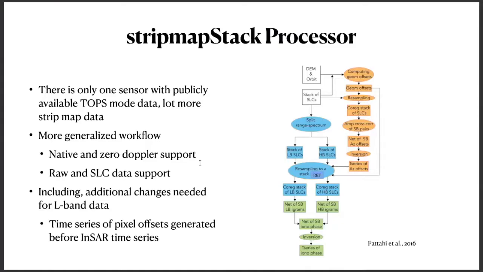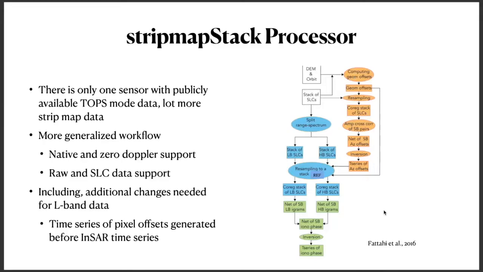StripMap, there's a lot of sensors, so there's a little more work up front to generate these stacks. However, the stripmapStack processor is a more generalized workflow. It can handle data in native Doppler or zero Doppler. You can start from raw data, or you can start from SLCs. The most important change has to do with L-band data, which I don't think there's another stack processor in the public domain that includes the ionosphere correction and the rubber sheeting of SLCs as part of the stack generation.